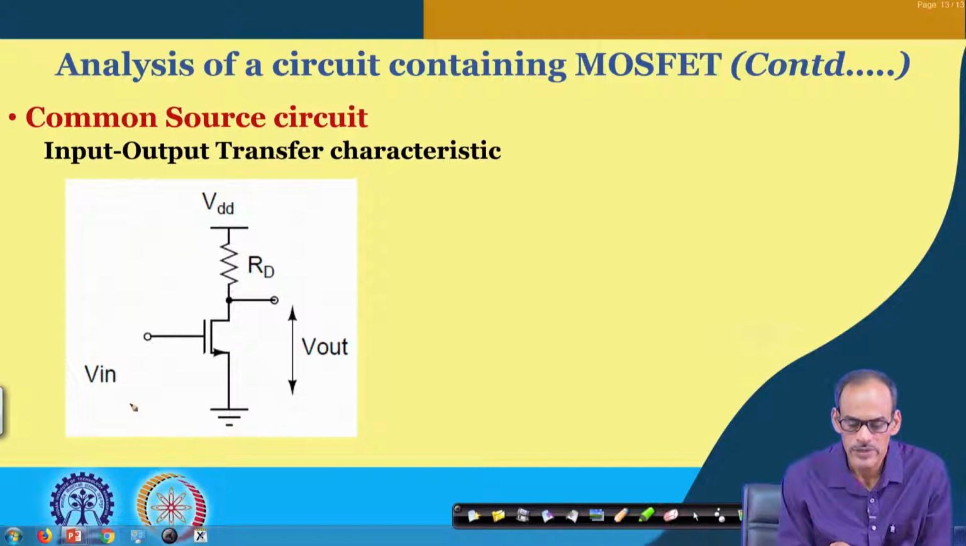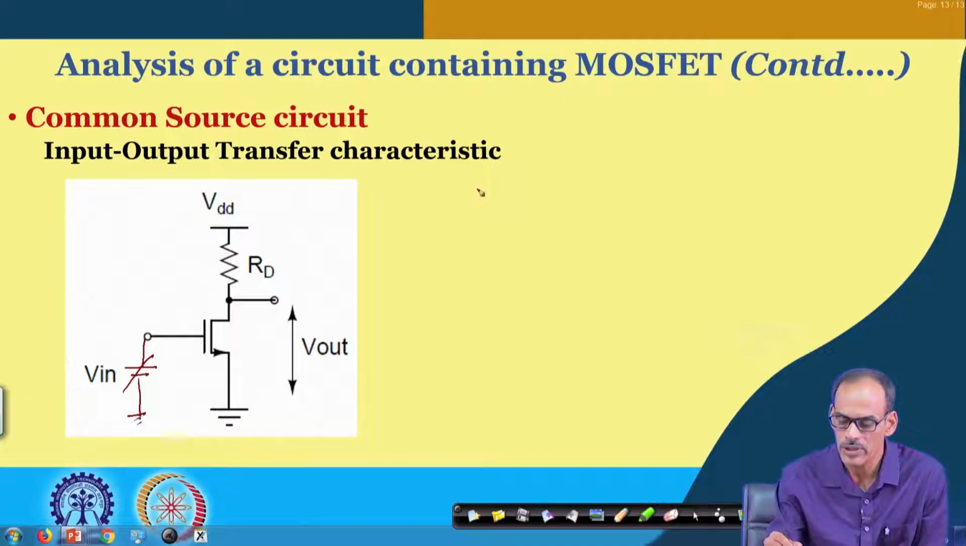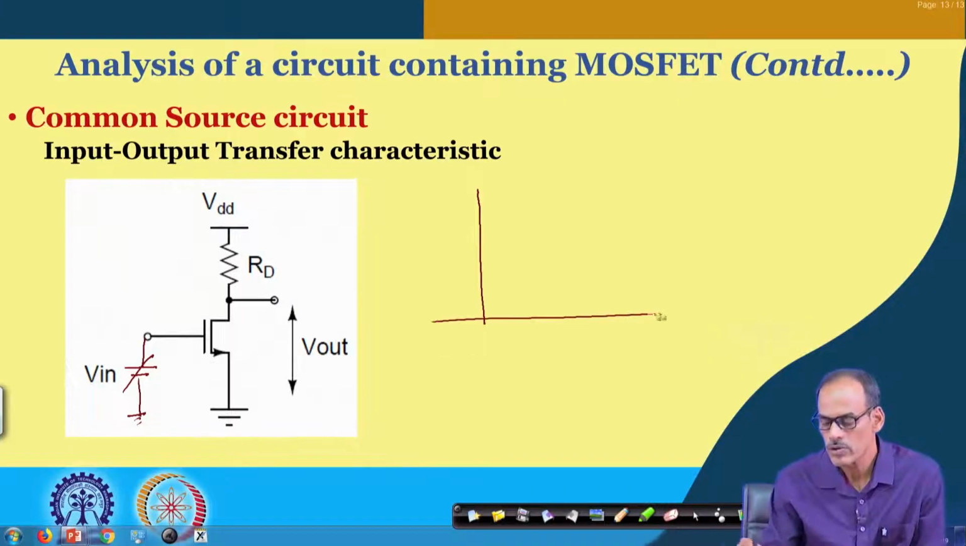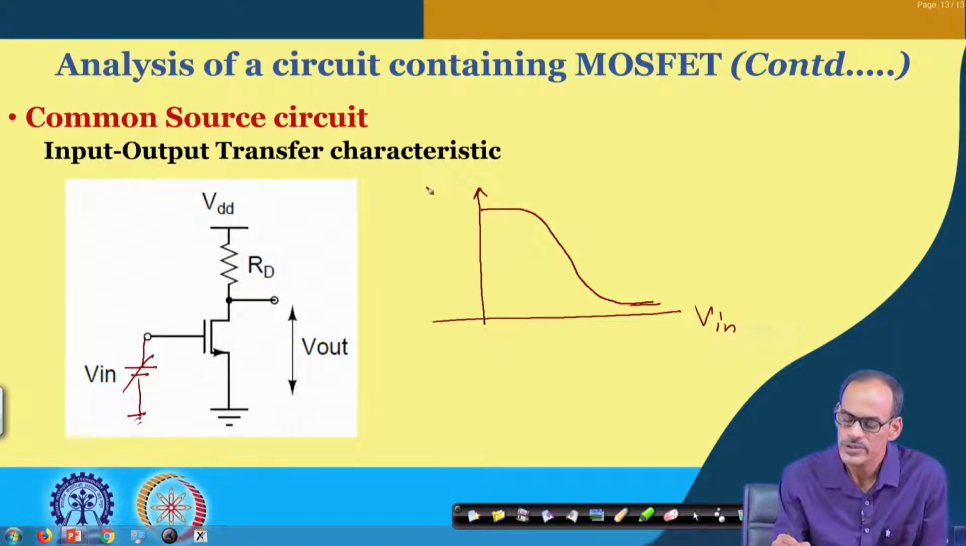We have already discussed the input to output transfer characteristic. This is the input, and if we vary it, what kind of output do we obtain. I will not repeat that detail, but you may recall that we got the input to output transfer characteristic like this. This is V in and this is V out.